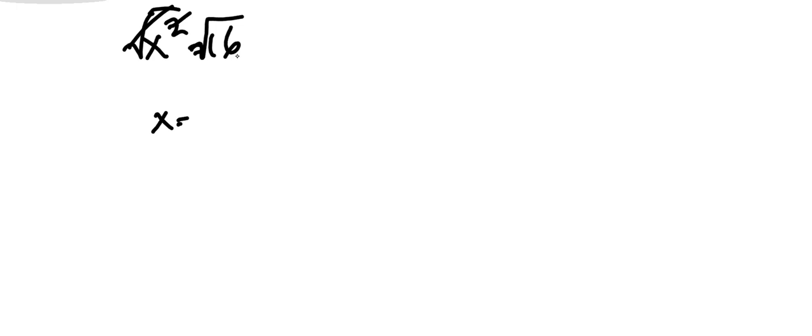The square root of 16. The square root of 16 is going to equal positive or negative 4. The reason for this is because negative 4 times negative 4 is equal to 16, and 4 times 4 is also equal to 16. So you have to label those solutions. So x equals plus or minus 4. So this has two solutions.